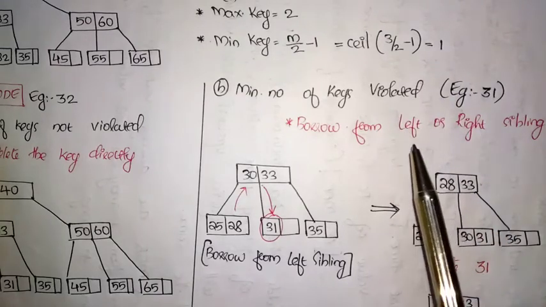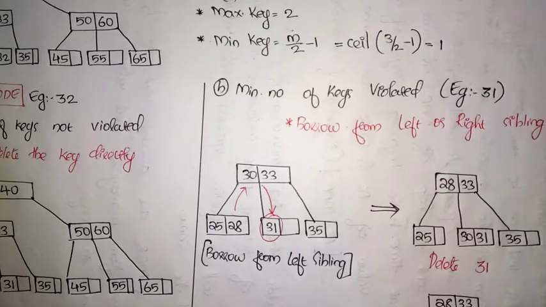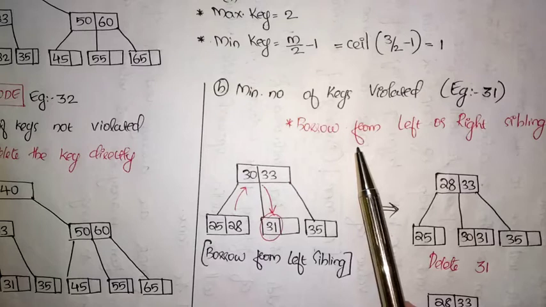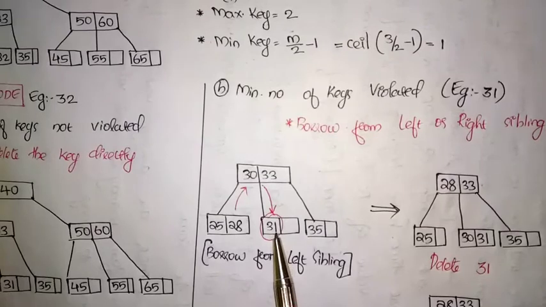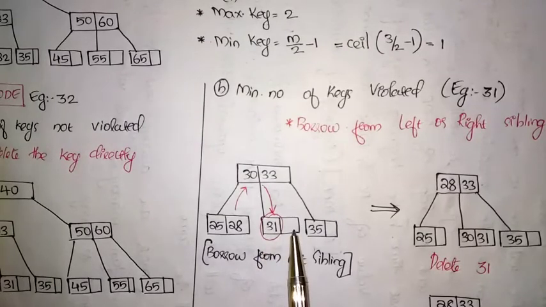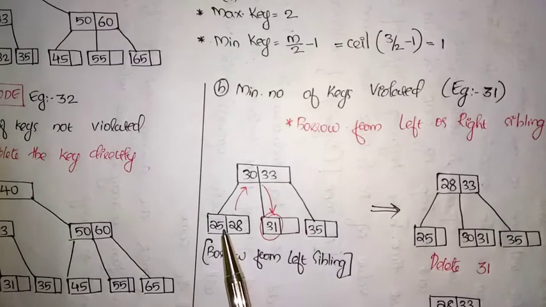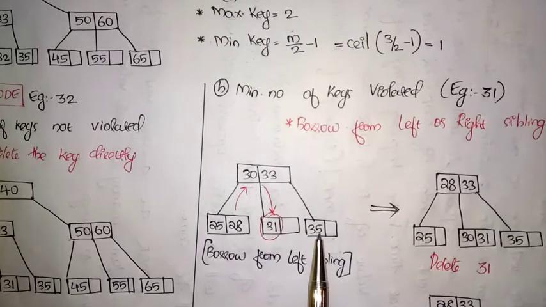So let's see how we can delete this 31. If you come across such a scenario, what we have to do is borrow a key from either the left or right sibling. In this case I have to delete this 31. I cannot delete this 31 directly as in the previous case of 32. So I have to borrow a key from the left or right sibling. In this particular case, can I borrow a key from the right sibling?